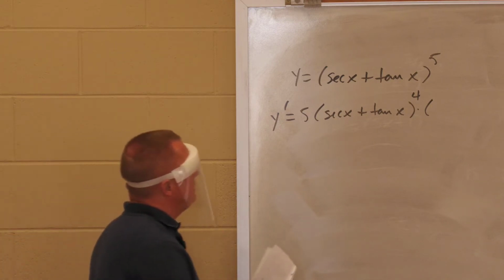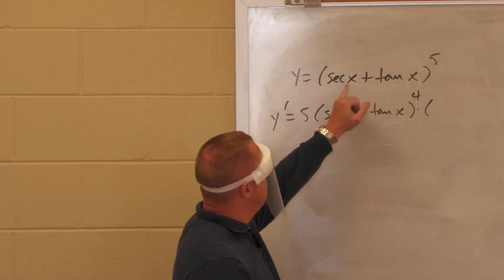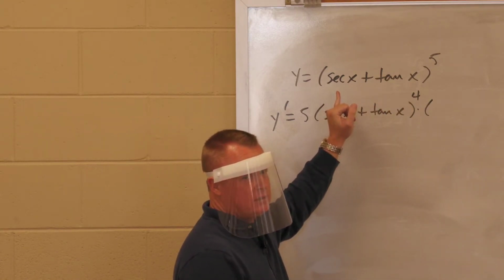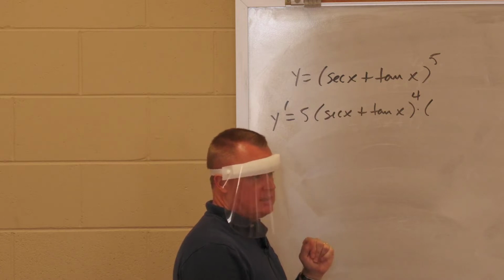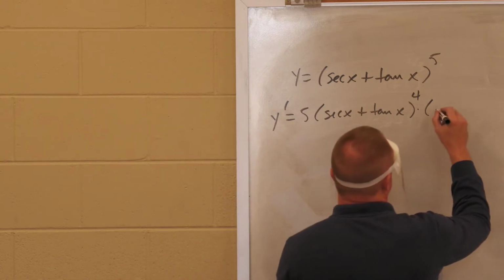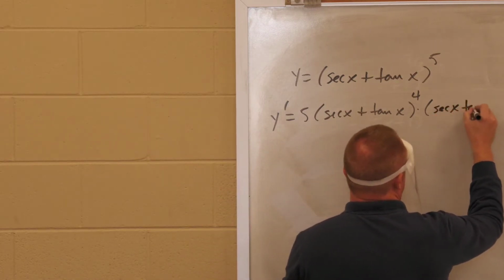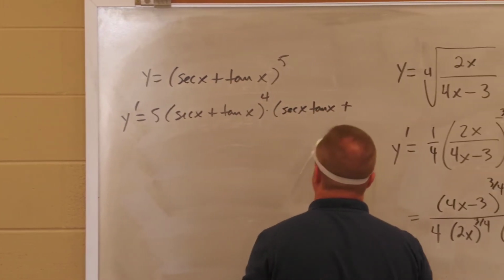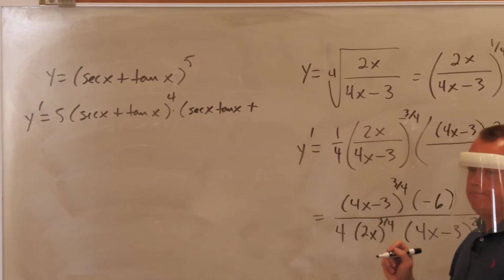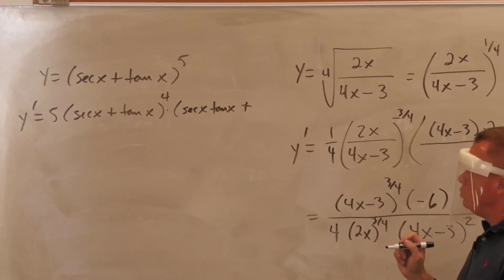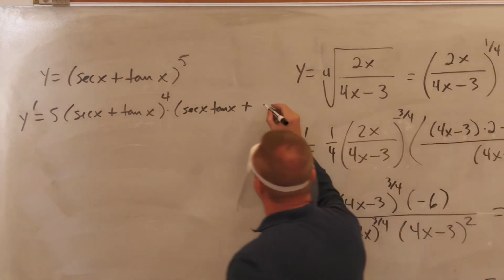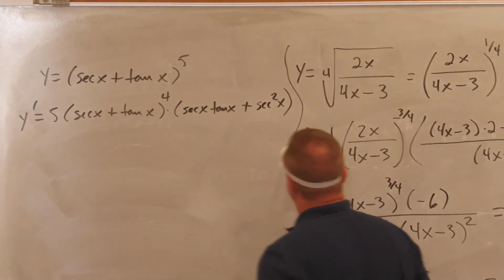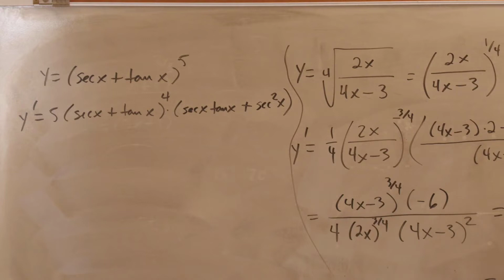The inside, I've got to take the derivative of secant plus the derivative of tangent. So the derivative of secant would be what? Secant times tangent. So secant tangent, plus the derivative of tangent is what? Secant squared. Okay? Questions about that?